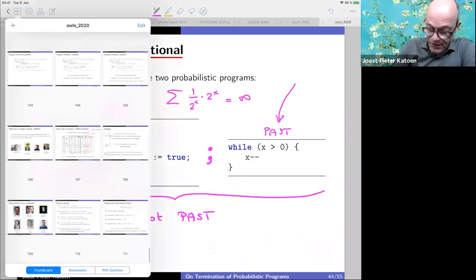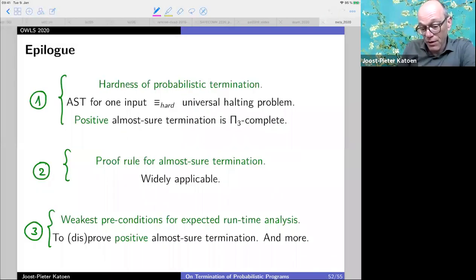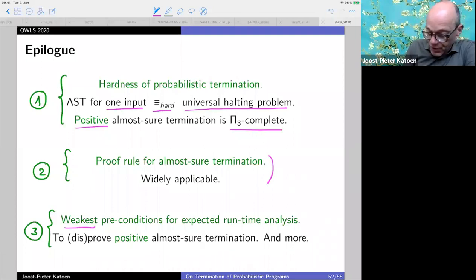So I'd like to conclude by saying that we have seen something about the hardness of probabilistic termination. I think two things are important. The problem for one input, proving that it terminates with probability 1, is as hard as proving termination of all inputs for ordinary programs. And positive almost sure termination is even one level up. It was at level 3. We have seen a proof rule for almost sure termination, which is relatively widely applicable. And I did not present this in detail, but we have a weakest precondition calculus to compute the expected runtime, and this can be used to prove positive almost sure termination, but also other things.